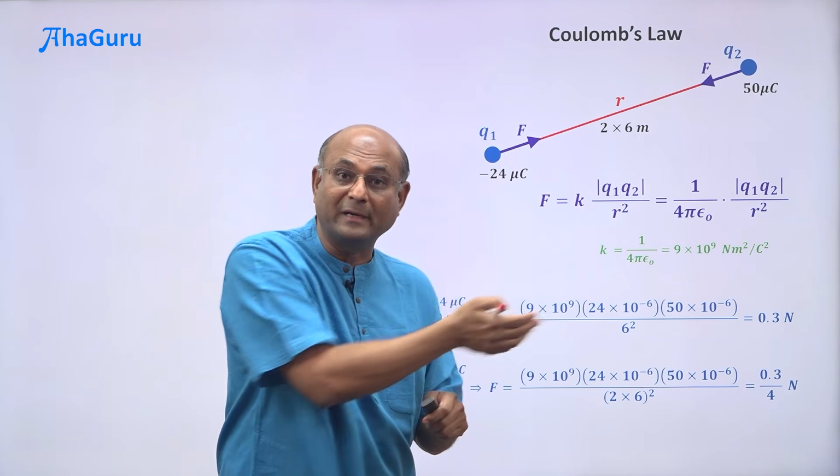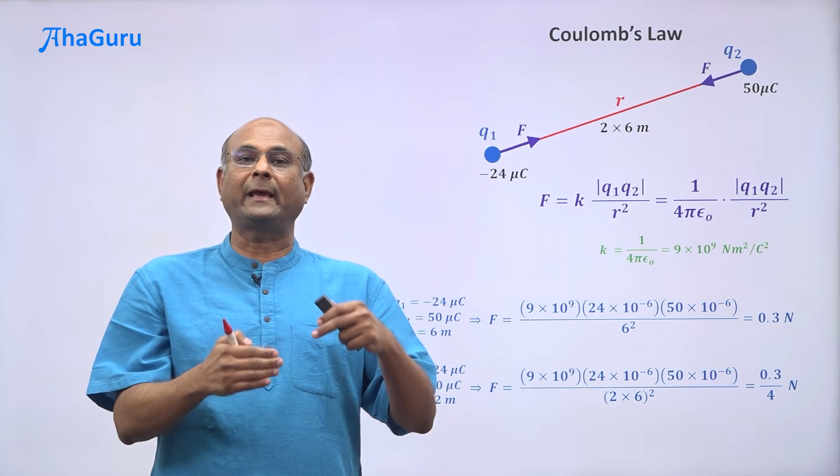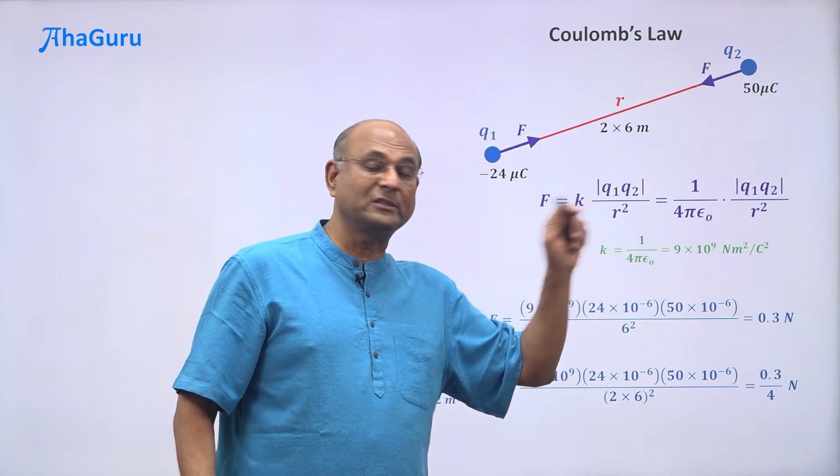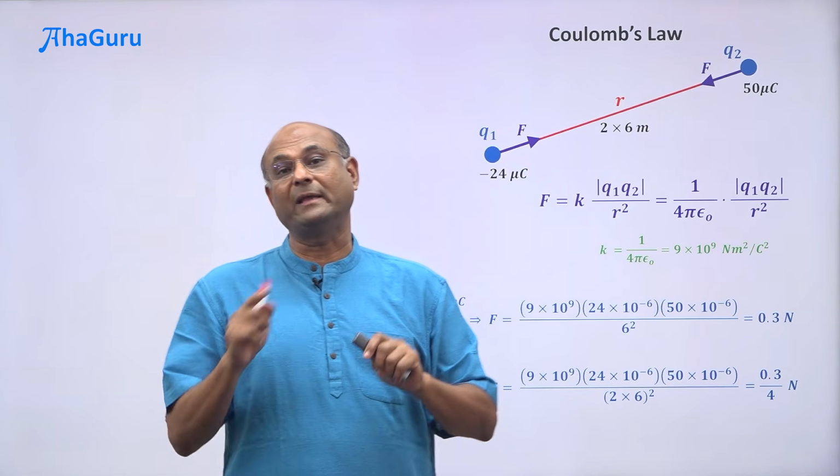So by doubling the distance, the force has become 1/4, 1 by 2 square. The distance became double, 2 times. The force became 1 by 2 square. So 1/4 of that original force. So it is 0.3 by 4.